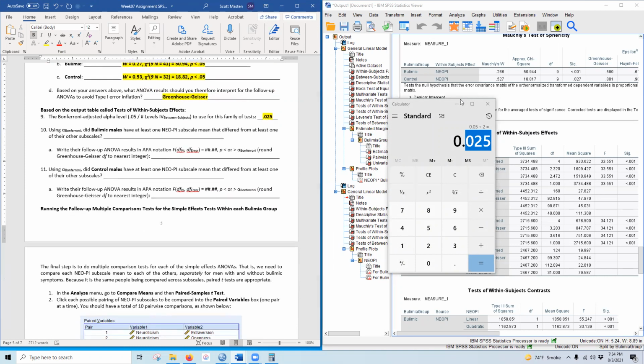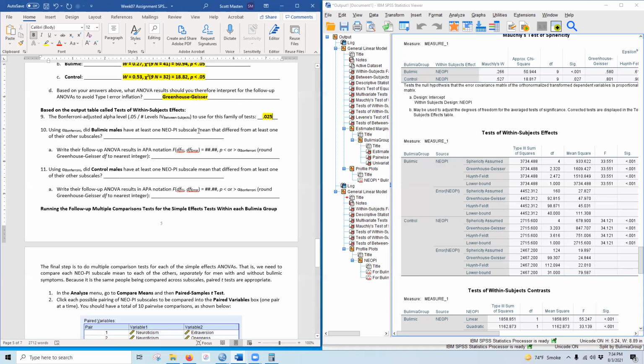So using our Bonferroni corrected alpha level, did bulimic males have at least one NEO-PI subscale mean that differed from at least one of their other subscales? All right, here's our bulimic males. There's Greenhouse-Geisser scooting across. Sig's definitely less than 0.025. So yes, one of the bulimic males' subscale scores differs from at least one of their others. So I will go ahead and put that in. First of all, I'll say yes. Get that answer down. And let's put it in APA format. And I tell you to round Greenhouse-Geisser to, yeah, we know this.